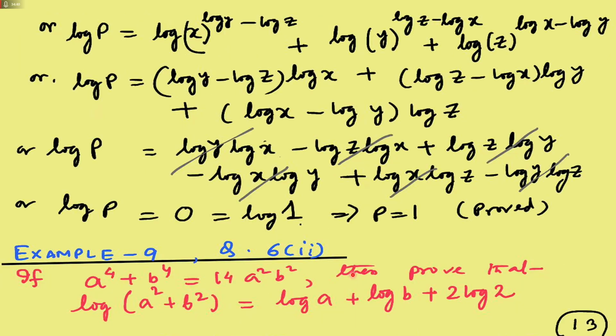But you have to find not log p, you have to find the value of p. So you have to write this 0 as log 1. So log p is equal to log 1 will give you only p equal to 1. This is there.